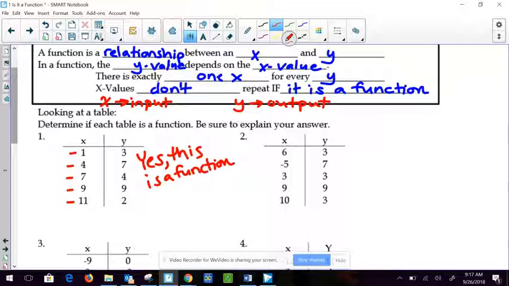Number 2 is really similar. Again, if you look at all your x values, there's only one 6, there's only one -5, there's only one 3, one 9, and one 10 in the x column. So because none of those x's repeat, again, we say yes, this is a function.